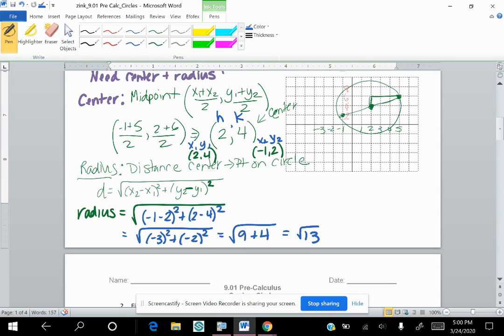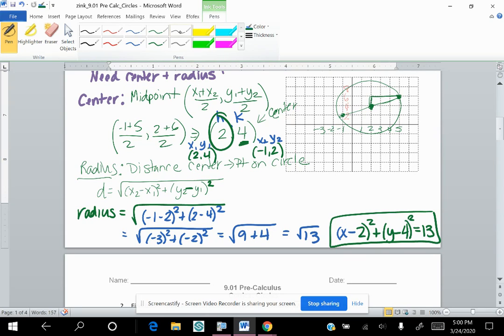All right, so now I've got enough information to write the equation of my circle. I'm going to take x minus h, which is 2, quantity squared, plus y minus k, which is 4, squared, equals my radius, root 13, squared, which gives me just 13. That will be my answer.